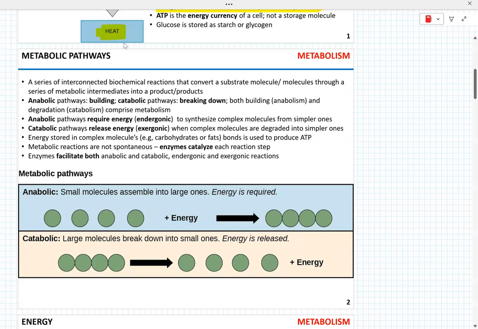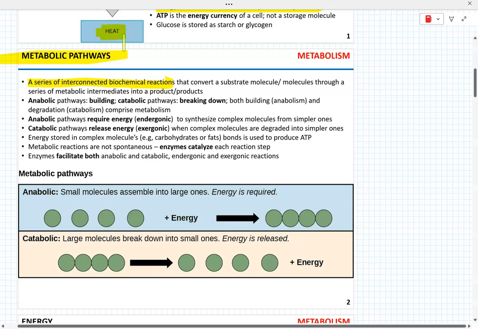Chemical reactions in cells are usually organized in metabolic pathways, which are essentially a series of connected biochemical reactions. The function of these metabolic pathways is to convert a molecule of a substrate or multiple molecules of substrates into products in the series of metabolic intermediates produced in each individual reaction. Metabolic pathways can be broadly divided into anabolic and catabolic.